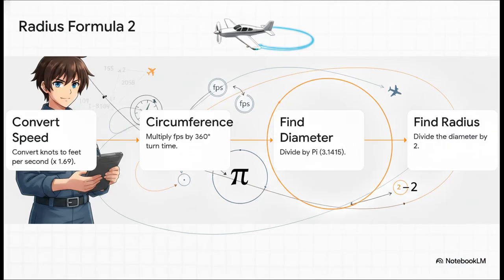Now hey, if you forget that 11.26 constant on test day, don't panic. There's a backup. You can use time and feet per second to find the circumference of your turn and simply do basic geometry to find the radius. First, convert your knots to feet per second by multiplying by 1.69. Next, take those feet per second and multiply by the total time it takes to do a 360-degree turn. That gives you the entire distance around the circle, the circumference. Then, just divide by pi to get the diameter and chop that in half to get your radius. Yeah, it's a few extra steps, but it gets you to the exact same result.